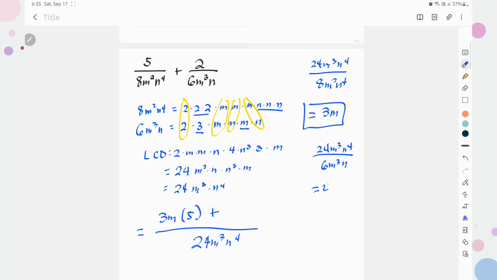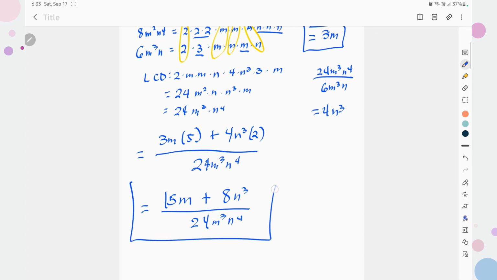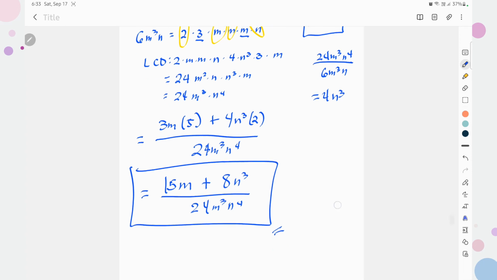So what do we have now? 24 divided by 6, that would be 4. Cancel the m cubed. So you have now n cubed. So you have now 4n cubed. Oops, let me just erase that. n cubed times 2. So working with that, we have there 15m plus 8n cubed over 24m cubed n to the 4th. And this is now the final answer. So there are no commonalities between them, and that's good.